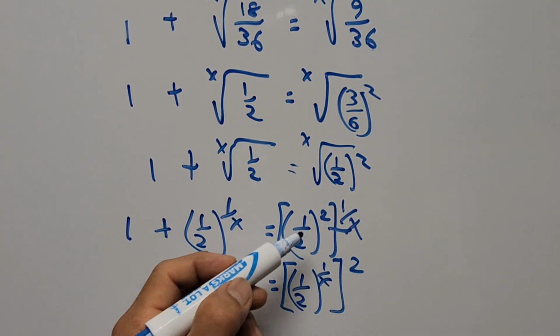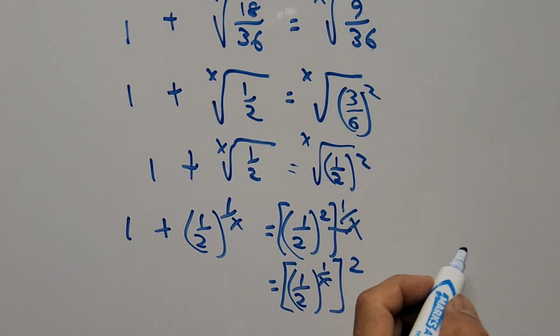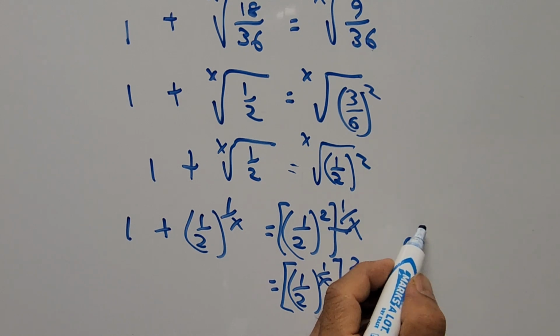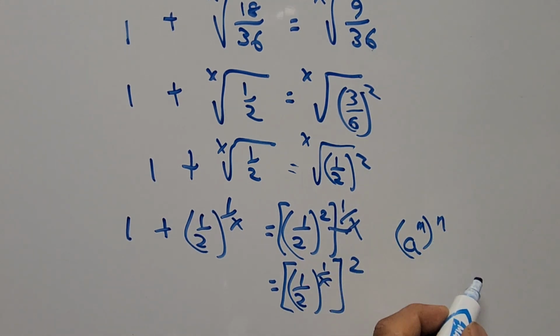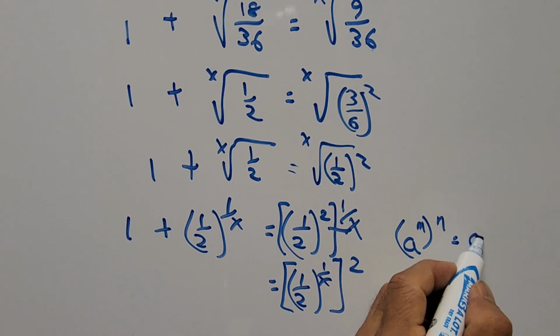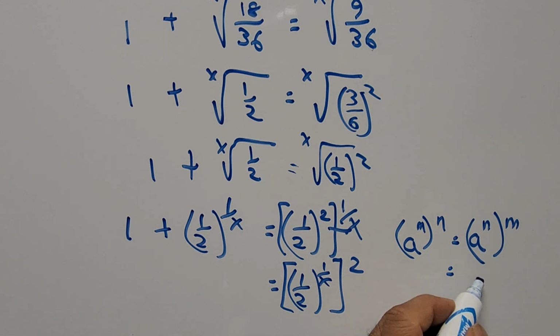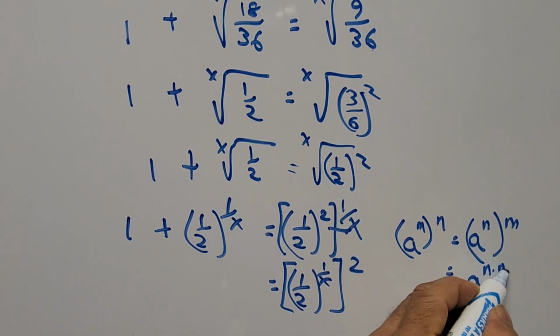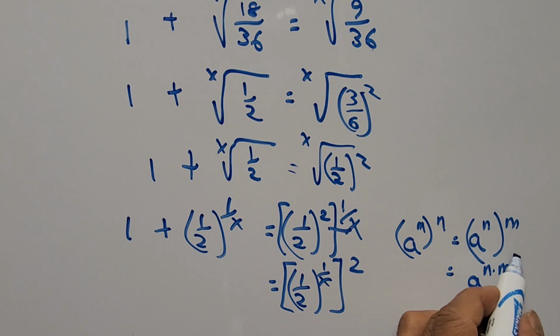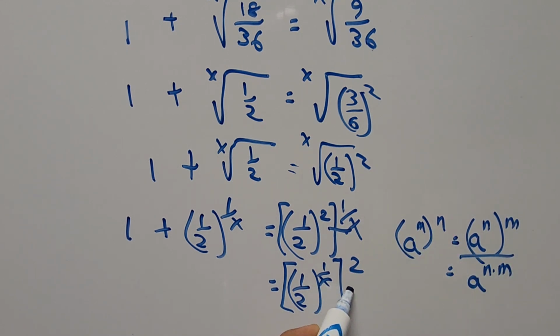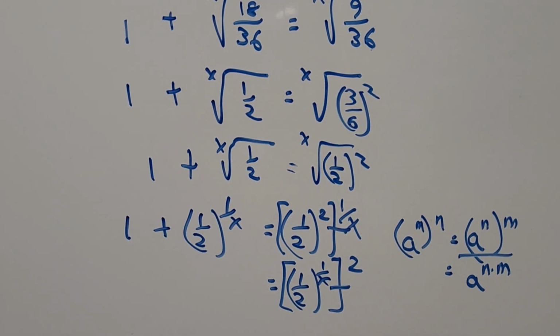So we just switch these exponents, since from the exponent power rule, if we have a to the power of m to the power of n, this is written the same way as a to the power of n to the power of m, or the same way as a to the power of n times m. So we're using this to switch the exponent. That's why we have this exponent 1 over x inside the bracket and 2 outside the bracket. The left hand side remains the same.